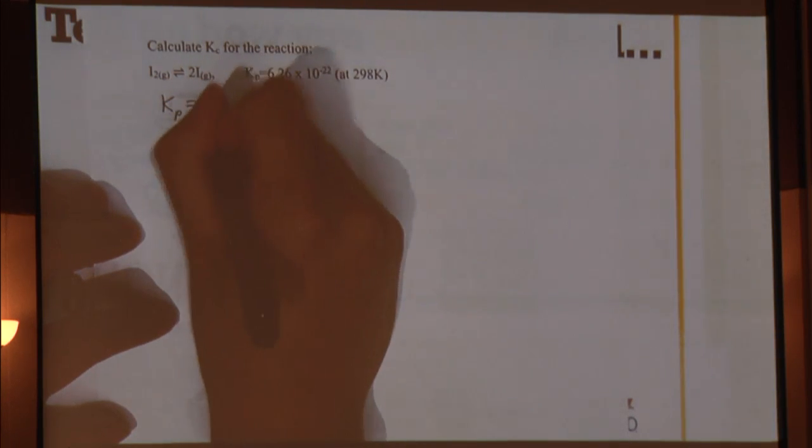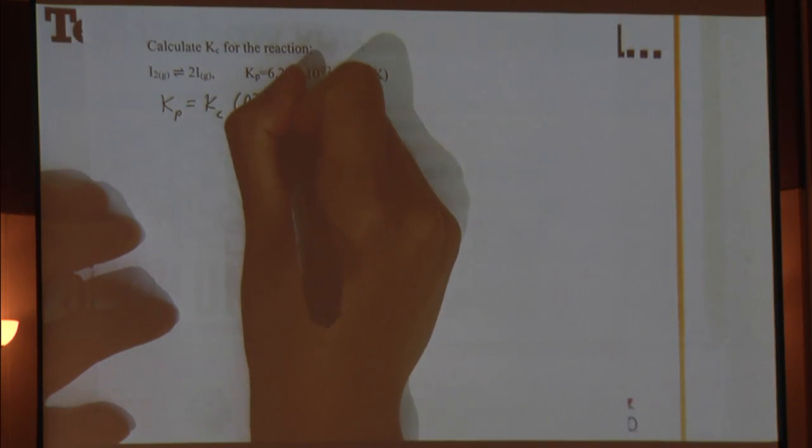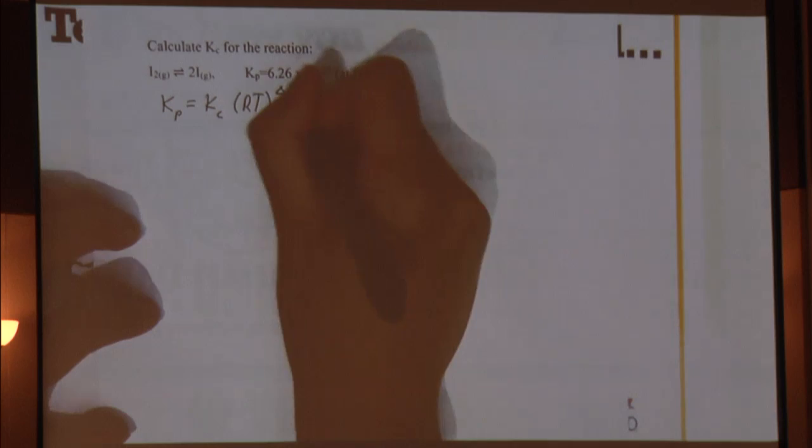So our next example problem has us calculating Kc when it gives us Kp and the temperature. For this one, we just need to remember this formula: Kp equals Kc times RT to the delta n. And here, we just need to solve for Kc, plug in our variables, and we're good.